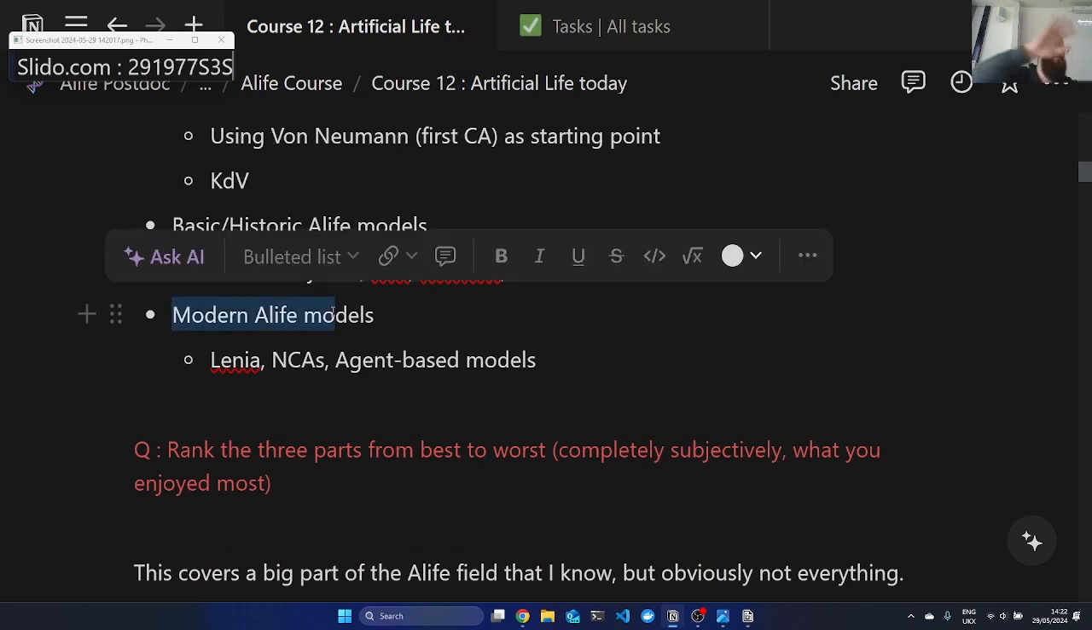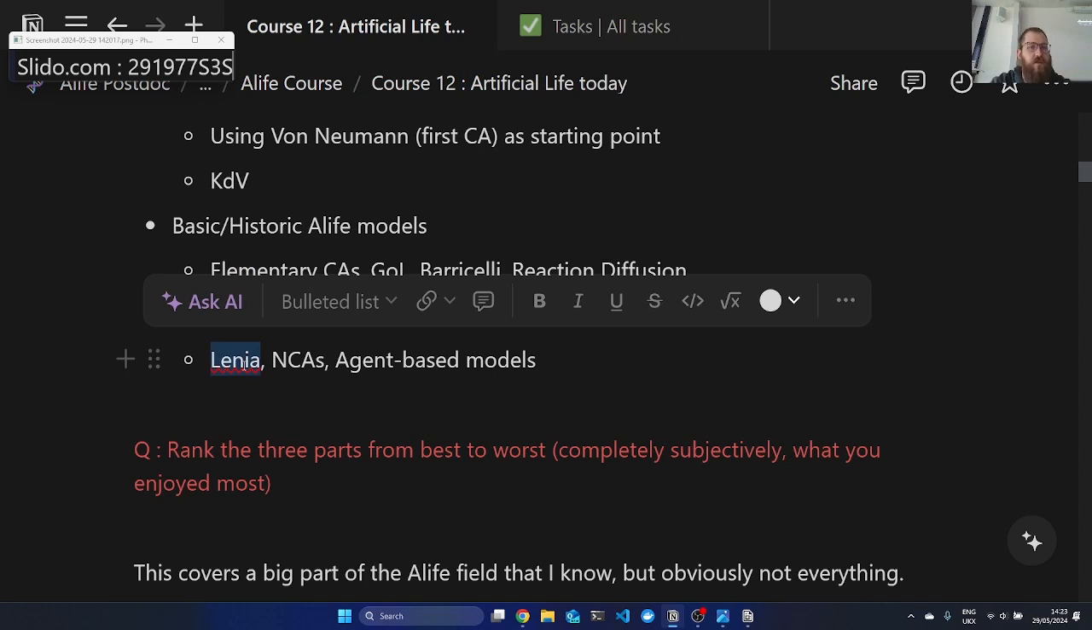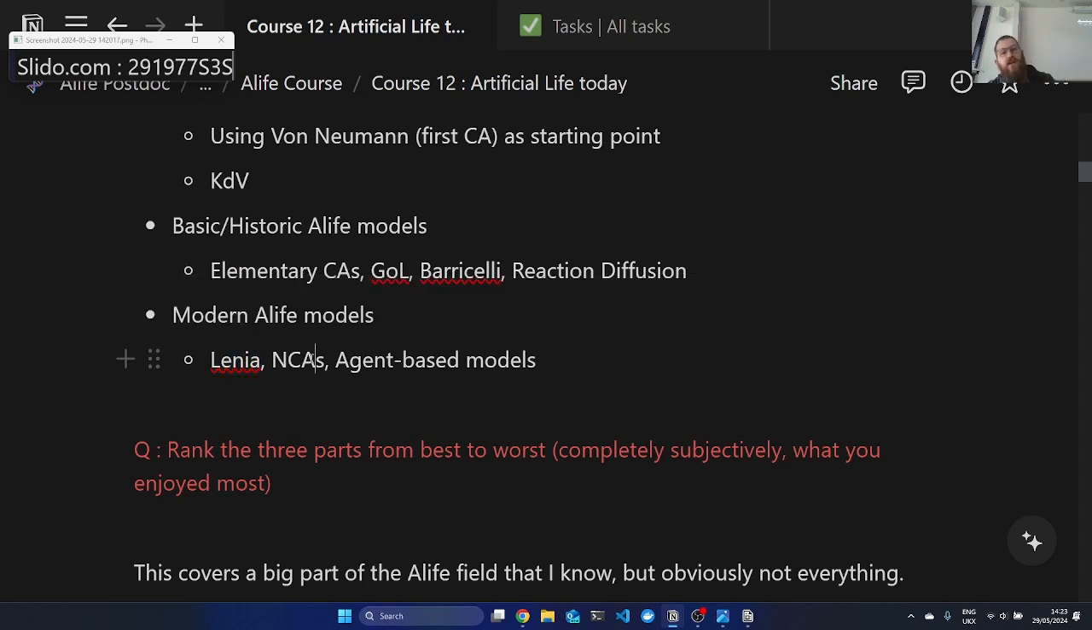And then the third part of the course was again practical, and it was a look at the more modern Alive models. Most of those were from the year 2000 and on. The main examples of this were Lenia, the neural cellular automata, and the agent-based models.